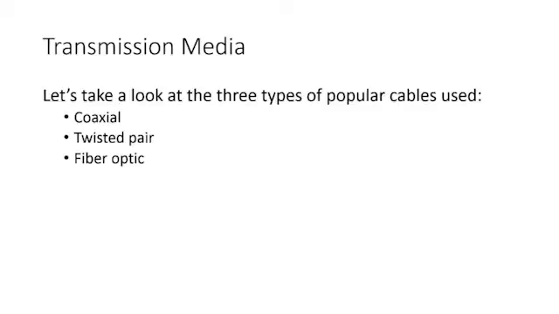So we've talked about all these devices: switches, routers, hubs, load balancers. But how do we connect all of these devices together? They're not wireless. They're not magic. We can't sit them close enough together so they'll talk. We have to have some type of transmission media. So we're going to look at three types of popular cables: coax cable, twisted pair, and fiber optics.